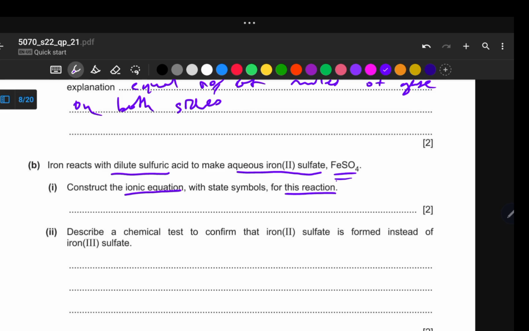So we are having the reaction between iron plus dilute sulfuric acid. So this is the sulfuric acid, right? And then this is going to give us iron 2 sulfate. So this is the reaction between metal and acid. So we're going to have hydrogen gas, right? So for the ionic equation, this one is in aqueous phase, this one is in solid phase, this one is in aqueous phase, and then this one is in gaseous phase.